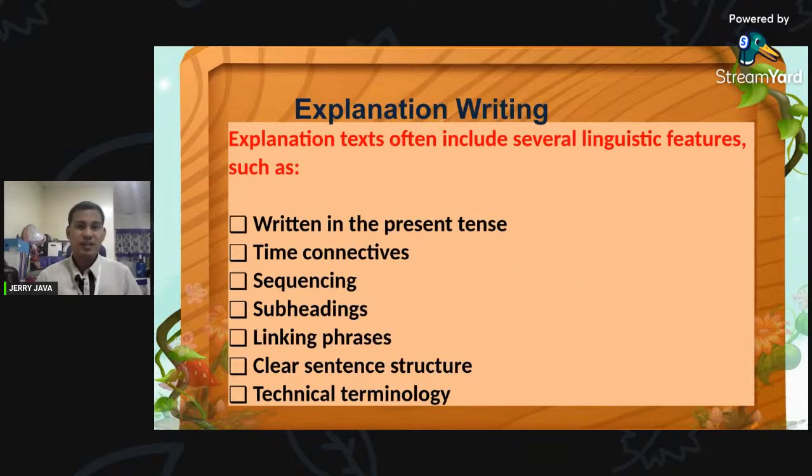Now, explanation texts often include several linguistic features. One, they are written in the present tense. Why is it written in the present tense? Because you are talking to somebody, like you are giving directions. Most of these are giving instructions or steps. Time connectives like first, second, next, then, last, finally. Sequencing, the order of steps, events, what happens next, should be in correct order. Subheadings, linking phrases like in addition to, moreover, after that, furthermore. Clear sentence structure and technical terminology or jargon, especially when most of these explanatory texts are of science lessons.